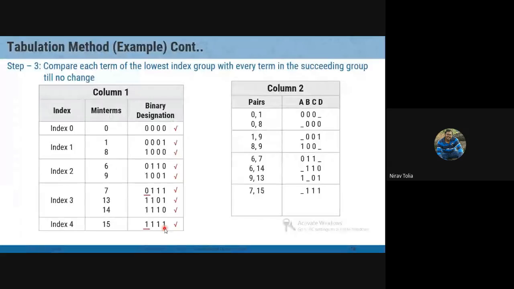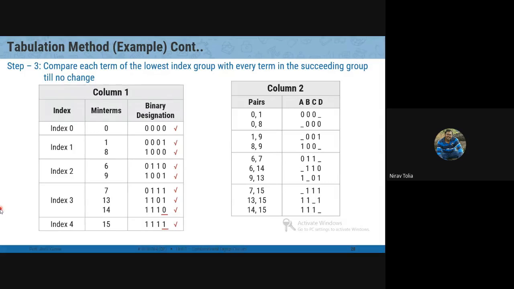Then we have to check 13 and 15. A remains same 1. B remains 1. Only C is changing from 0 to 1. So we have to put a dash there. So 1, 1, dash, 1, and also 14, 15. Only D differs by 1. So 1, 1, 1, dash. So now, anyone having any doubt how to make column 2?